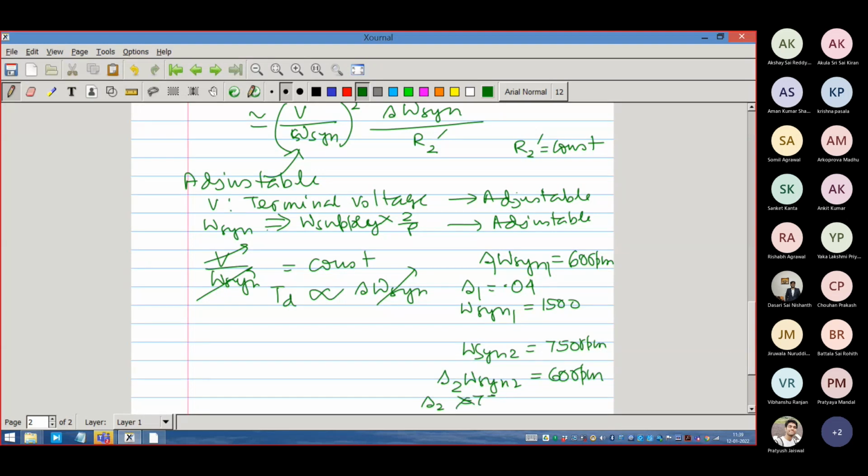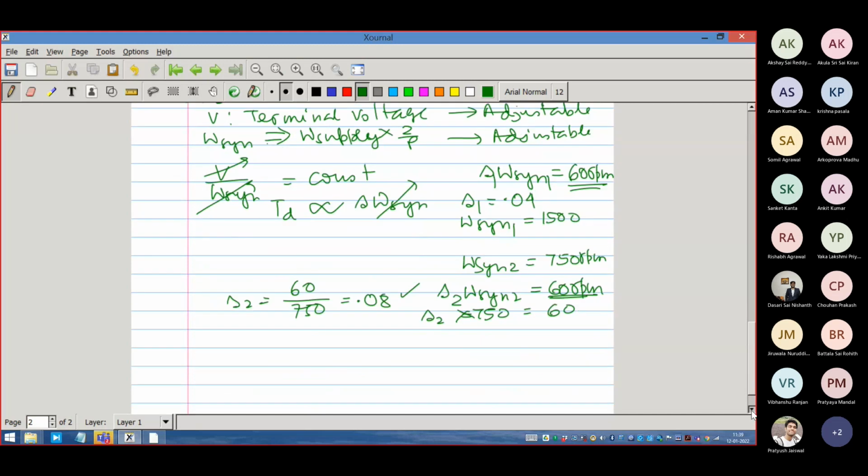Omega sin into 750 corresponds to 60. So S2 is equal to 60 by 750, which is equal to 0.08. That is the new slip that will be there. But the drop, RPM-wise, in both the cases is 60 RPM. So what it means is that the characteristics have shifted.